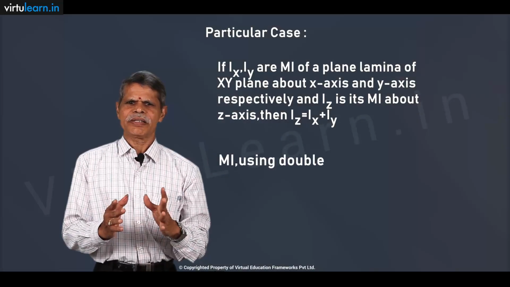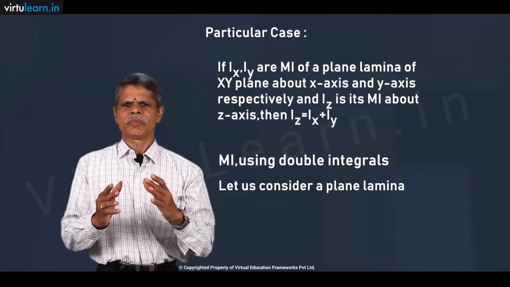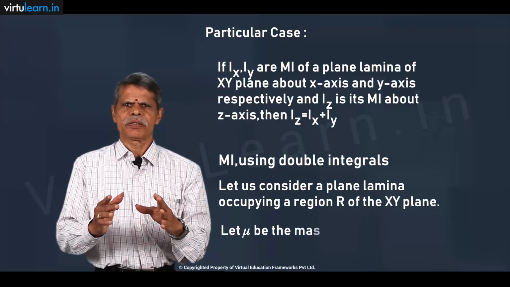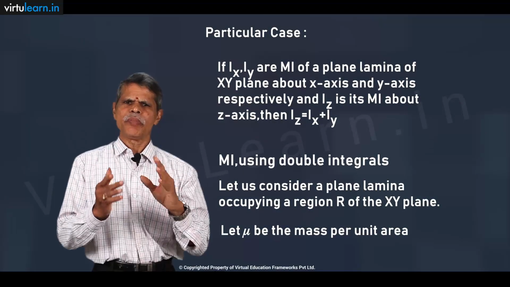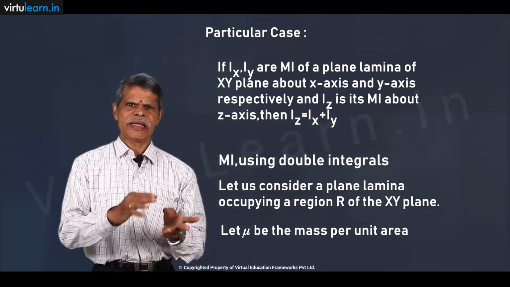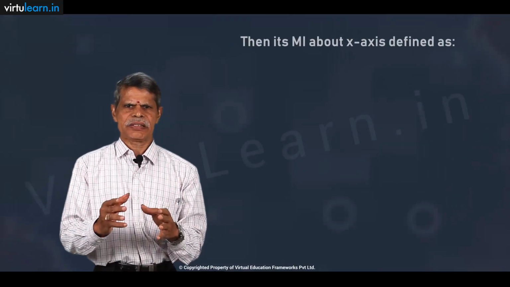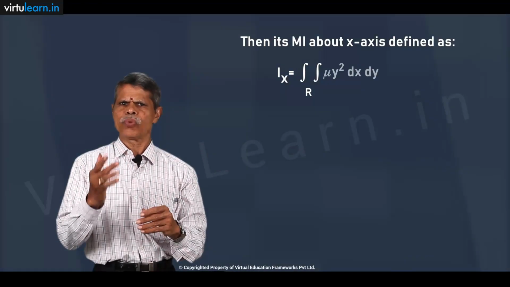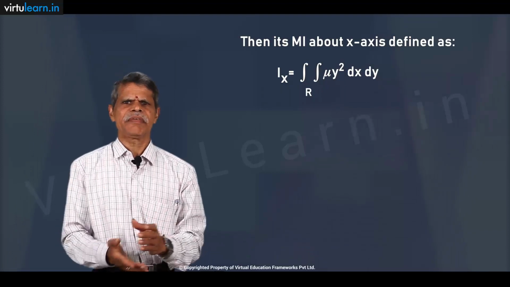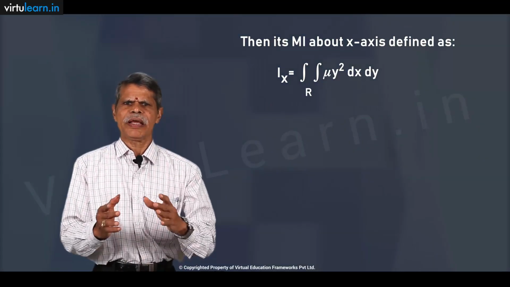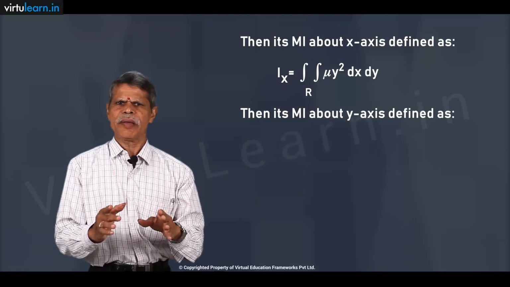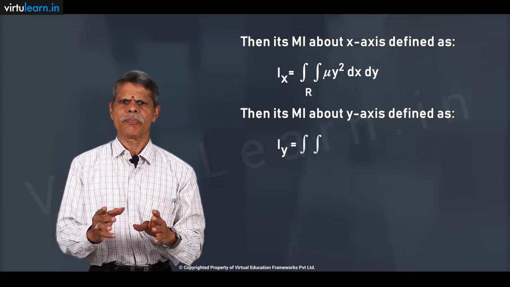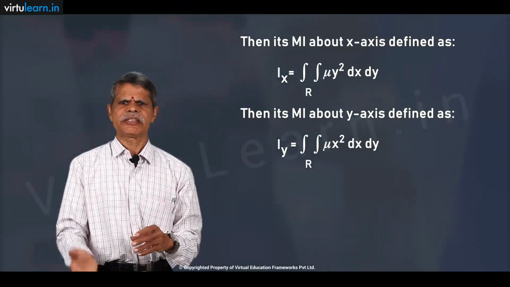Then let us consider a plane lamina occupying a region R of the xy plane. Let mu be the mass per unit area. Then the moment of inertia of the lamina about the x-axis, denoted by Ix, is equal to double integral over the region R mu y square dx dy. Similarly, we can define the moment of inertia of the lamina about the y-axis as Iy is equal to double integral mu x square dx dy.